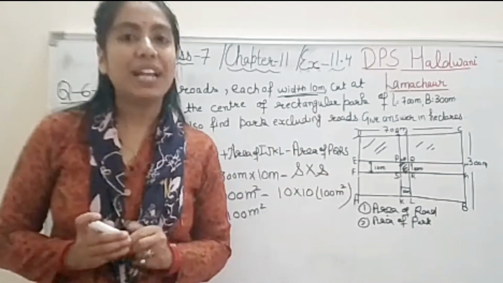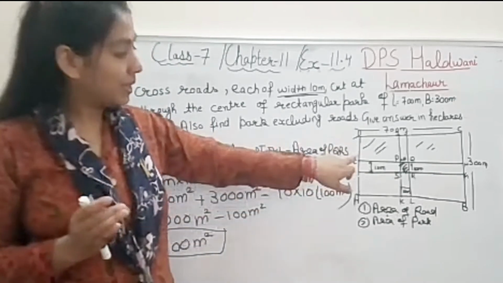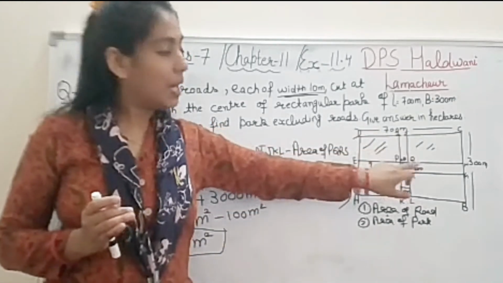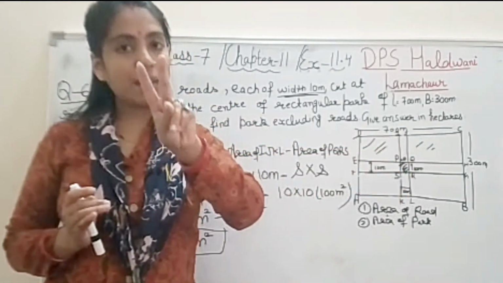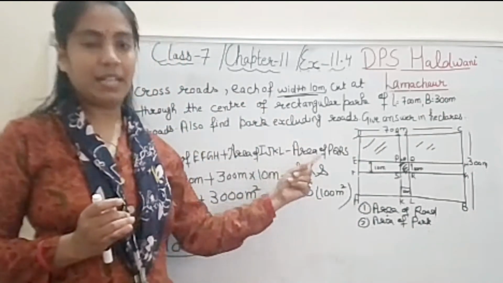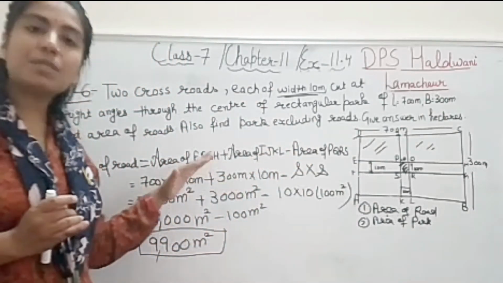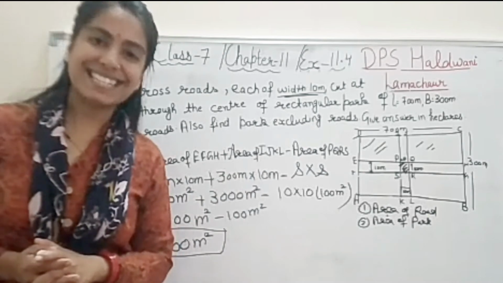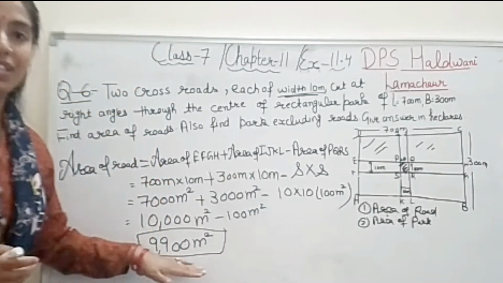Got it, student? What we have done? Area of road. So this area plus this area. But this area is coming twice a time. So one time we have subtracted. And whatever shape is forming, we just put the formula of that. That's it. So this is meter square.